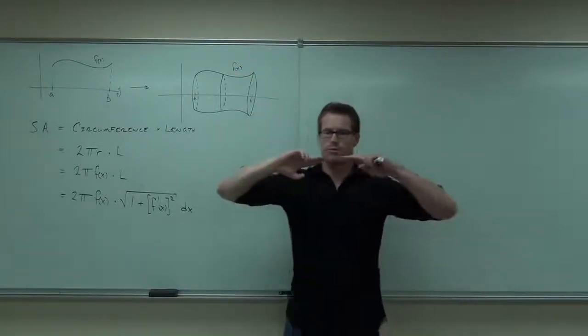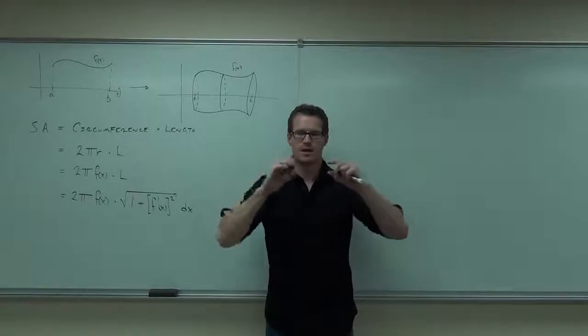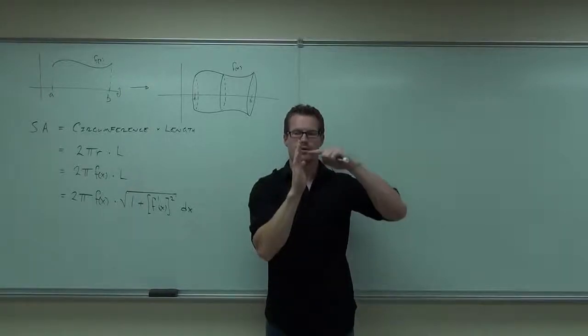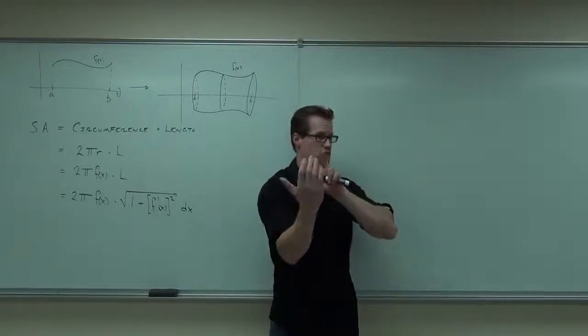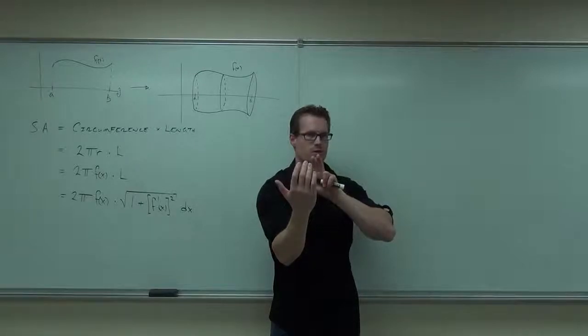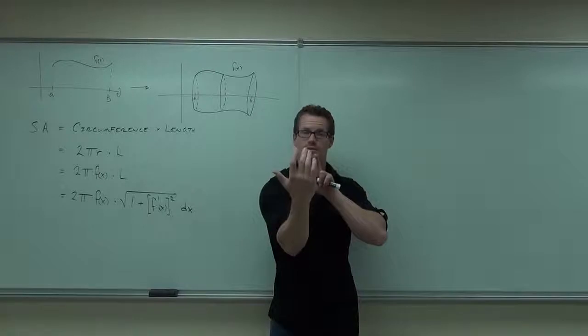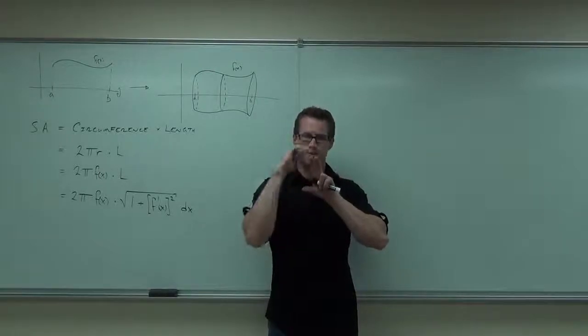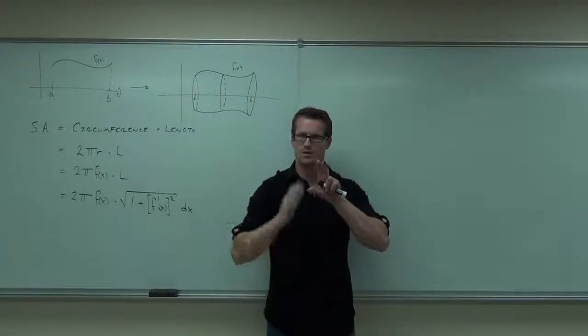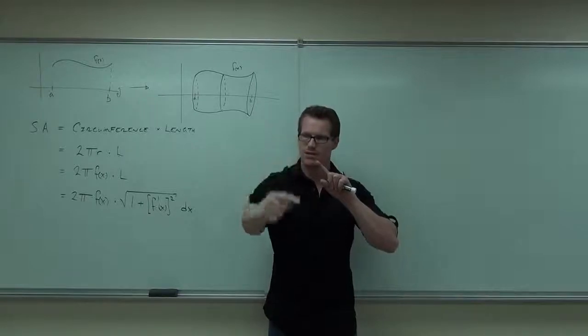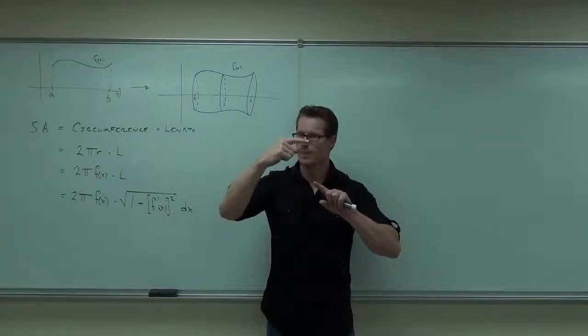Okay. So we're revolving around the x-axis. It's saying, take a cross-section. The cross-section is going to be a circle. It's very similar to volume, only we're not talking about the surface area of the cross-section, we're talking about the circumference of the cross-section right now. So you take a cross-section, find the circumference, it's 2 pi r.